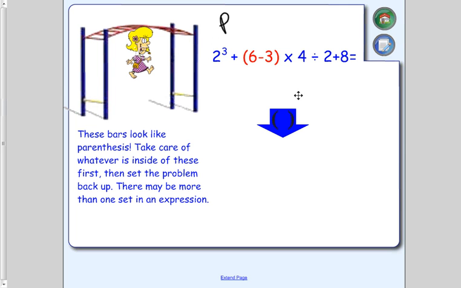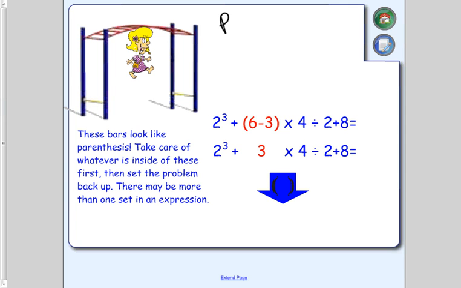All right, so first you can see in red we're going to solve those parentheses. So if I drag this down, now you can see that I solved 6 minus 3 and got 3, and then I rewrote the rest of the problem. This is really, really important. If you don't and you try to do things in your head, you're going to make mistakes. So we've done P. Let's go on to the next step.